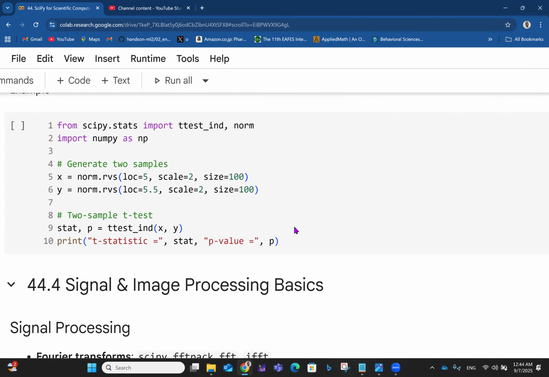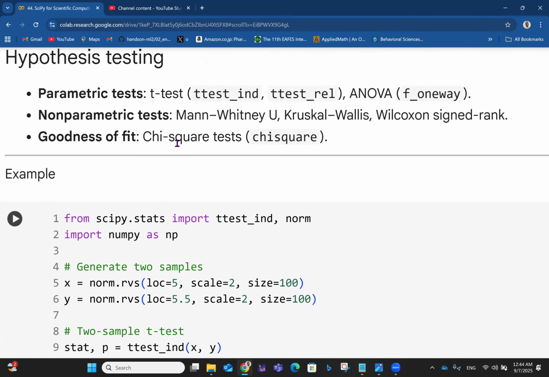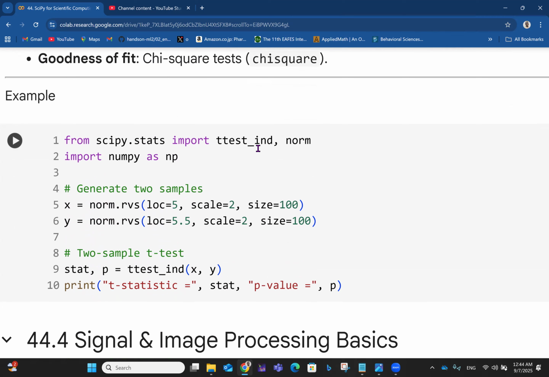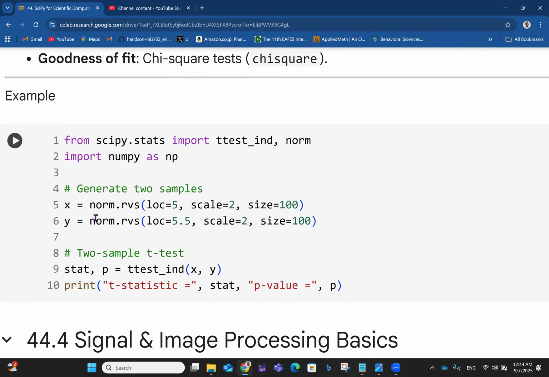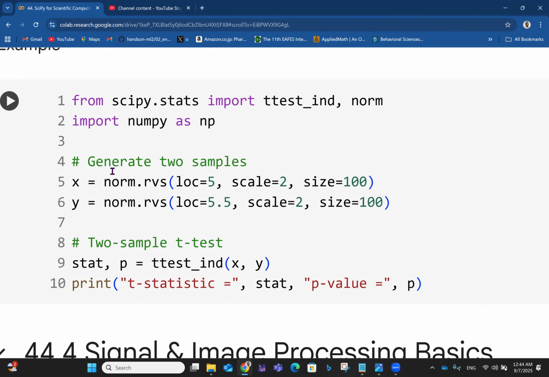So let's do a simple example. We have scipy.stats, so these are statistical in nature, by the way. You import ttest_ind, then you have norm. So import numpy as np. Then from here, x is norm. Norm talks about normal distribution, as you can imagine. Then you generate two samples of normal random variables: loc 5, scale 2, size 100, then another one with loc 5.5, scale 2, size 100.